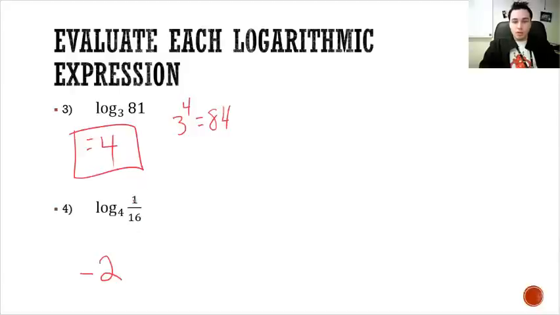Again, just ignore that 1 for a second. 4 to 16, you have to square it. That's where the 2 comes from. The negative is because it's a fraction.